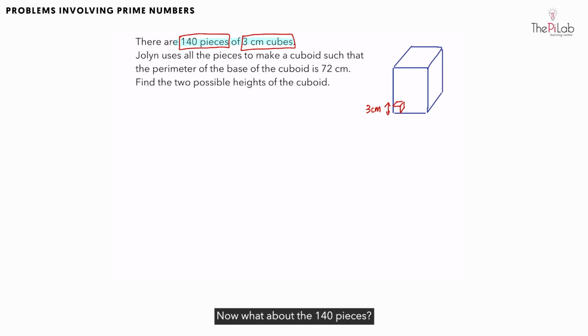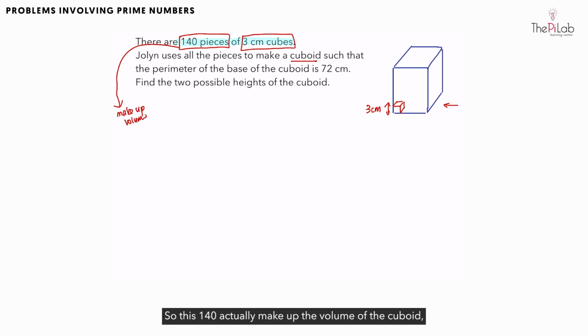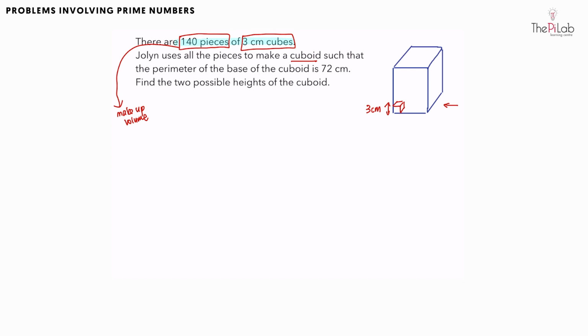Now, what about the 140 pieces? What does this mean? Because we're going to make up a cuboid, like shown in the picture over here, 140 pieces would actually make up the volume. So this 140 actually makes up the volume of the cuboid, which brings us to the next step. We are actually going to break up 140 using the prime factorization method.